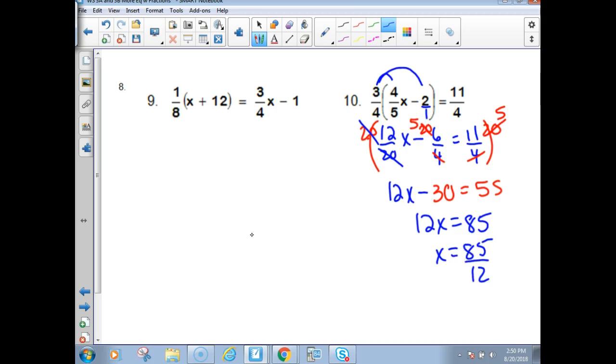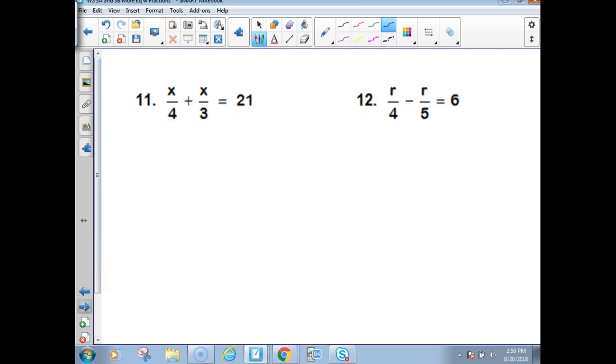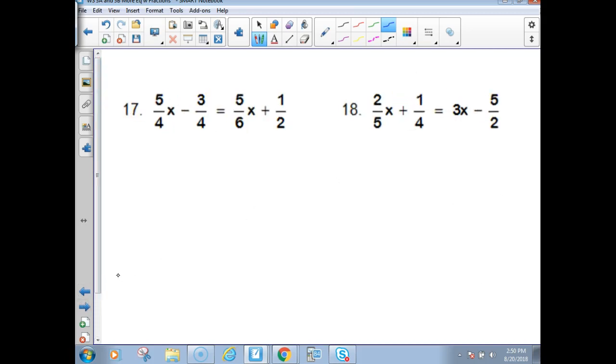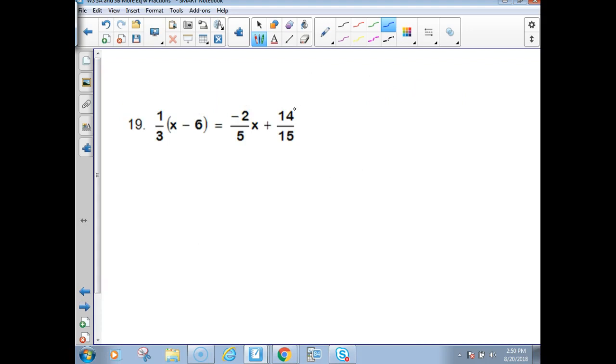Someone want to pick one? I'll do it. Esmeralda? 19. All righty, let's go. I don't want to keep saying alrighty today, but anyway, we'll multiply through by 1/3. So that'll be 1/3 x, or x over 3 would work too, minus, and then I'm going to do 1/3 times 6, which would be 6 over 3. If you think of it like that. Okay, equals -2/5 x plus 14/15.